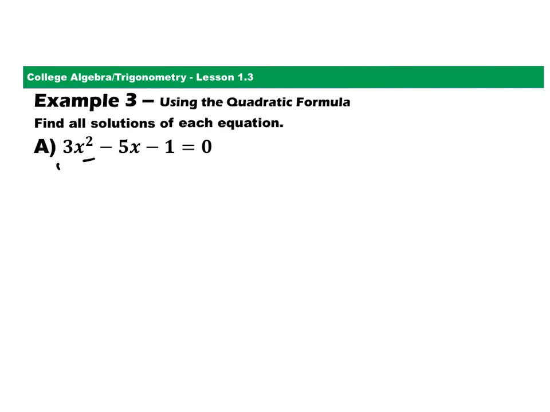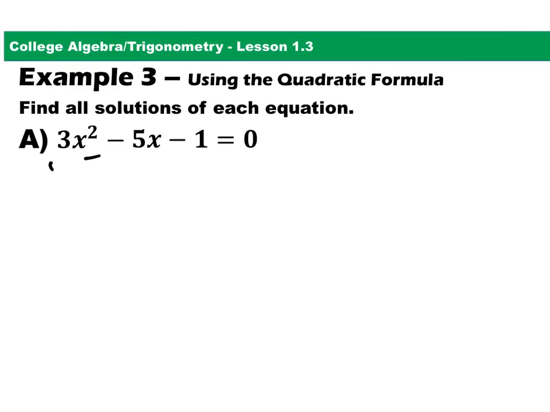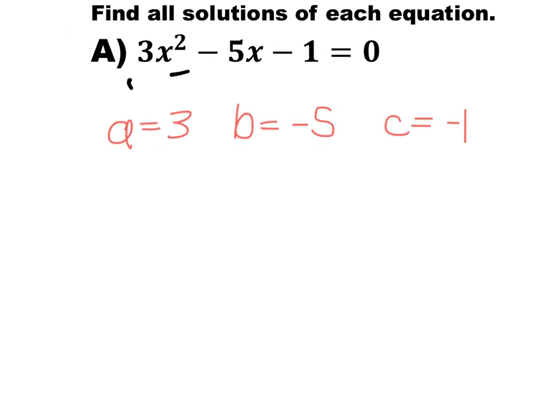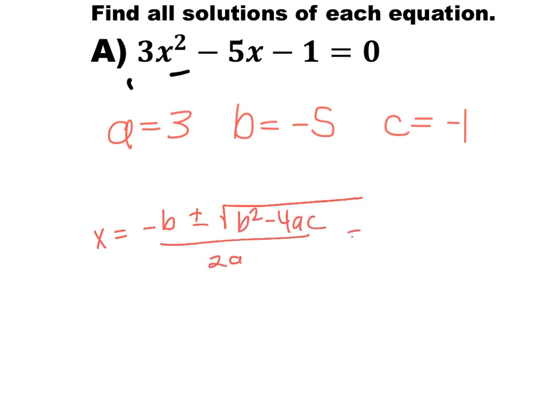What is my a term in this equation? Okay, so I would write down a equals 3, b is what? Negative 5, and c is what? Negative 1. Does everyone see where I got those numbers from? Yes? Okay, so now if we're going to do the quadratic formula, I'm going to write it real quick. x equals negative b plus or minus square root of b squared minus 4ac all over 2a. Now we just fill everything in.